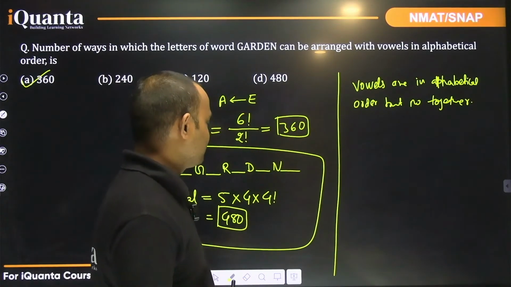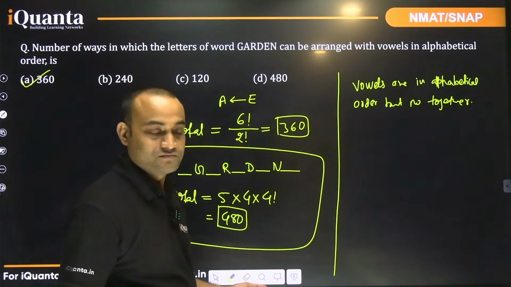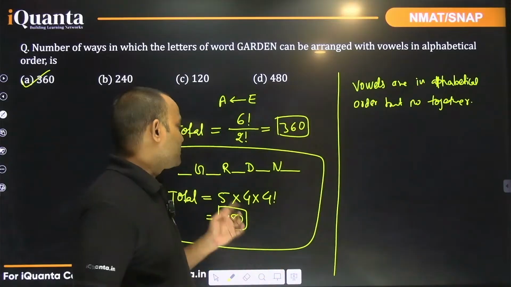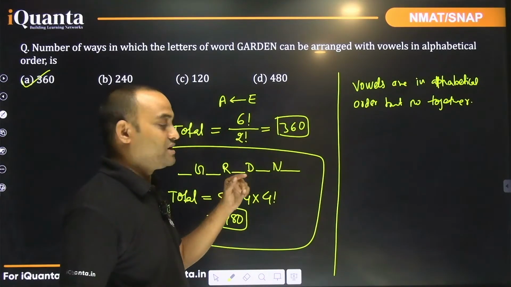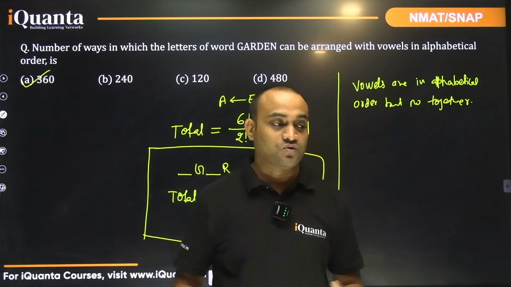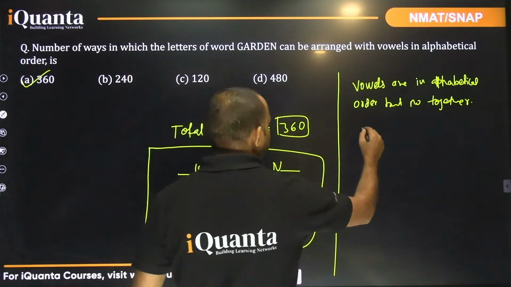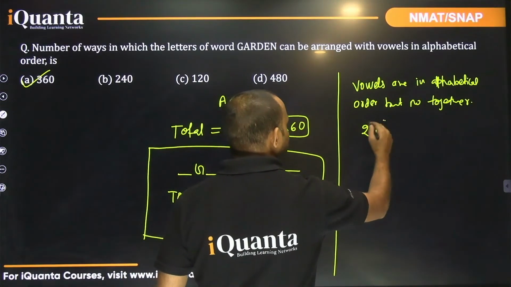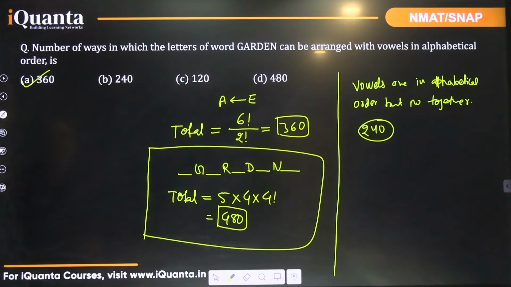240, right? Yes, 240. Simply you can divide this by 2 factorial, 480 by 2 factorial, because in this case A first and E first, both the cases are counted. So 480 upon 2 factorial is equal to 240. The answer for this question is 240, and you can see all three are in the options.